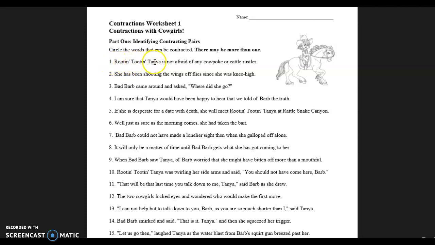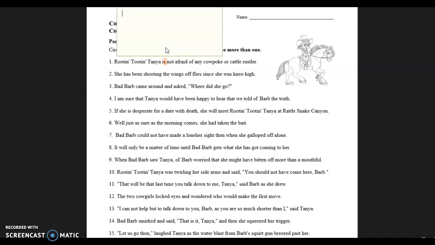Rootin' Tootin' Tanya is not afraid of any cow poke or cattle rustler. Which word do you think can be contracted? Is not, so we can make it isn't. Let me write it here. So is not can become isn't. You see the apostrophe comes instead of the O. So remember, the letter that you delete, there is where you put the apostrophe.